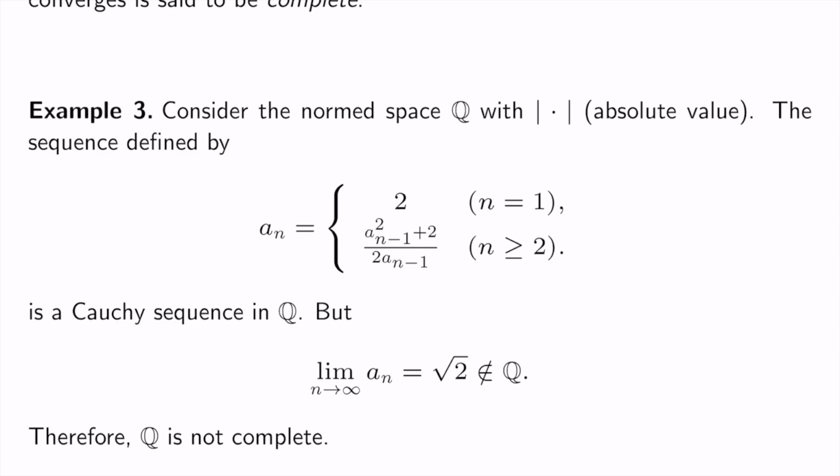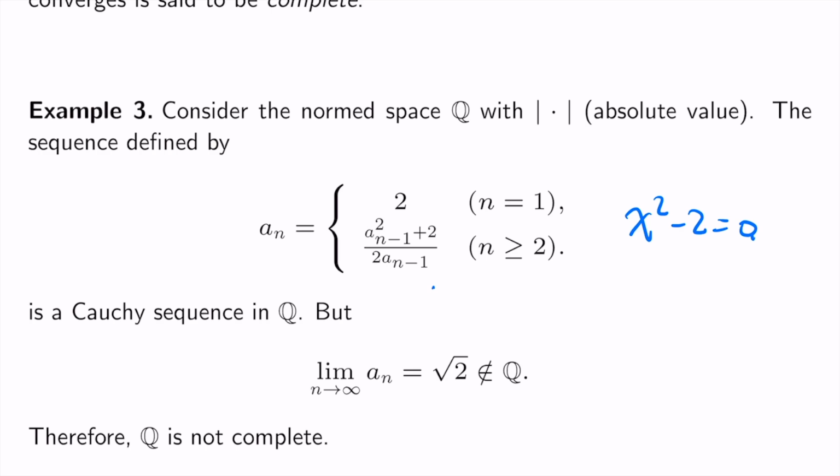And if we get the second term, we can get the third term and so on. Actually, this sequence is obtained from Newton's method for solving x squared minus 2 equals 0. Now you should try to find this. Anyway, this is a Cauchy sequence because we know that it converges to the square root of 2.